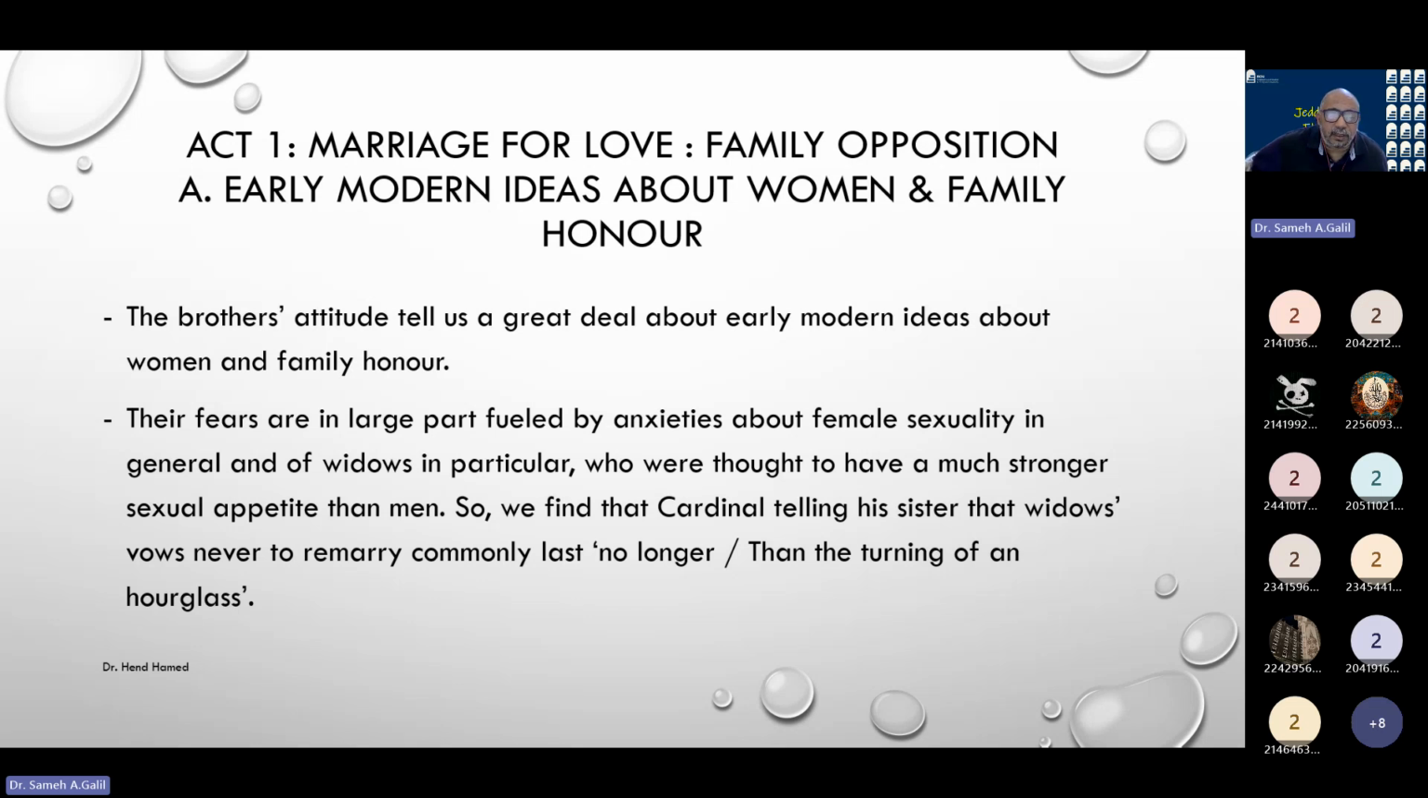There was a great deal of misogyny, women hate or hatred. So the brothers' attitude tells us a great deal about early modern ideas about women and family honors. Their fears are in large part fueled by anxieties about female sexuality in general and of widows in particular, who were thought to have a much stronger appetite than men. That's why we find the cardinal telling his sister that widows' vows never to remarry commonly last no longer than the turning of an hourglass.